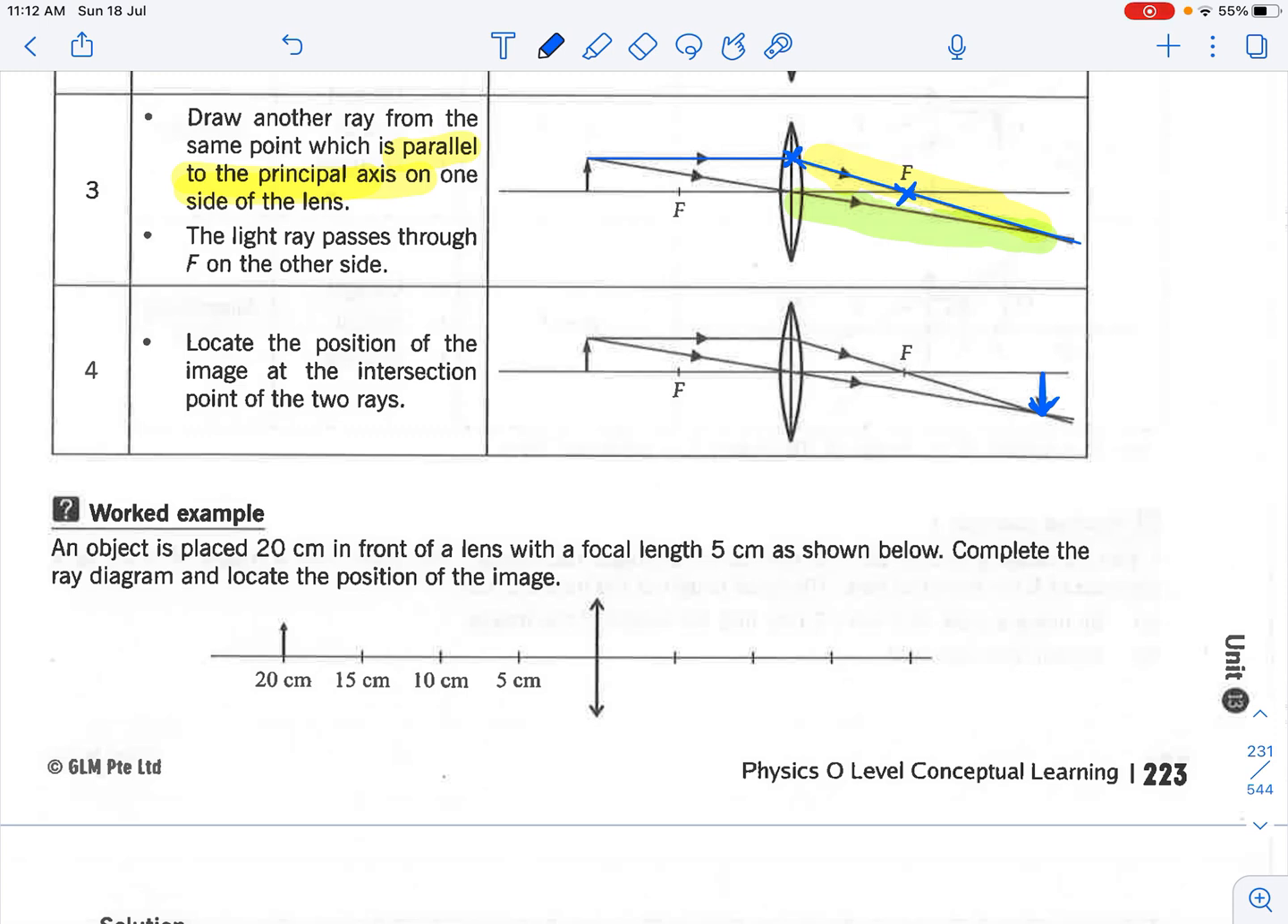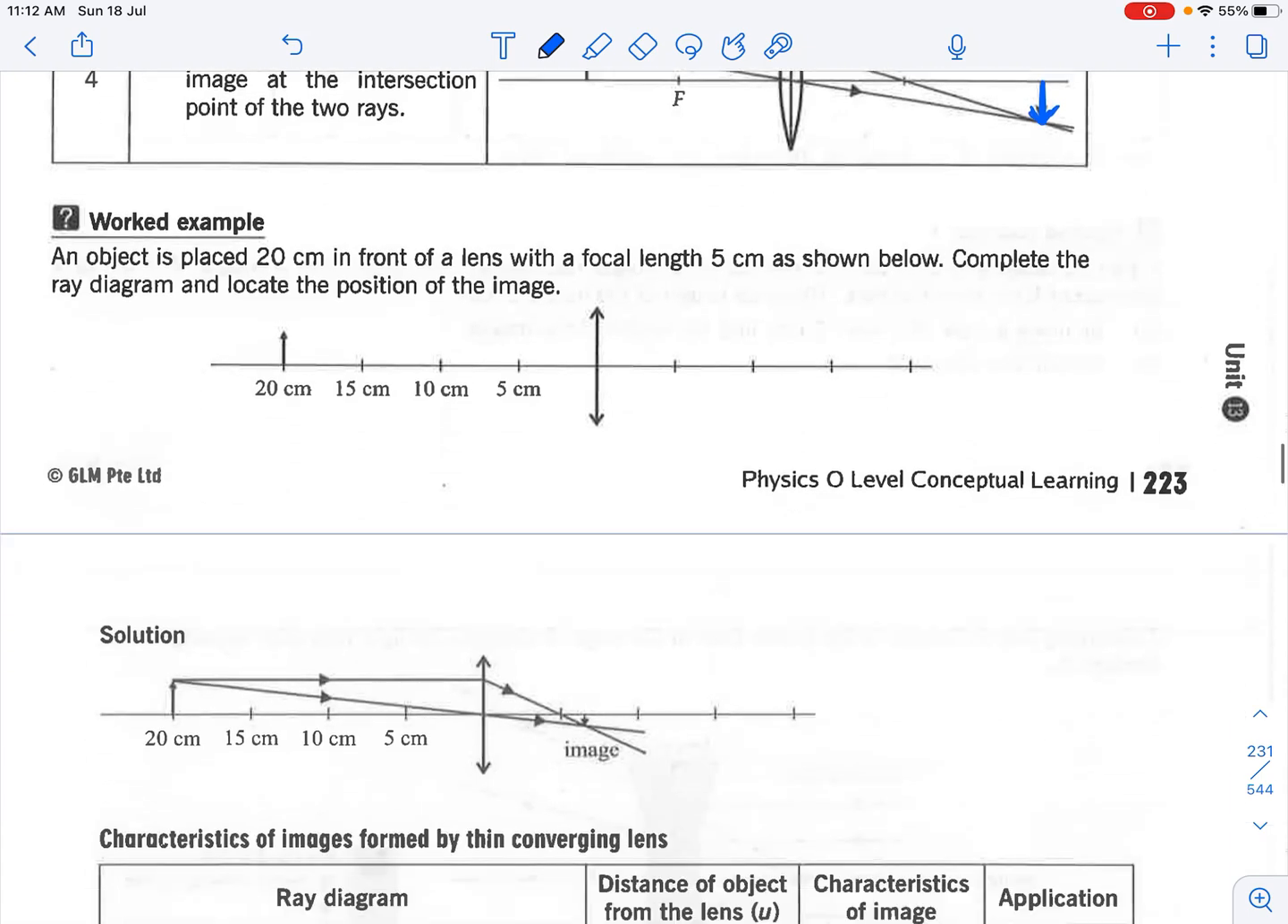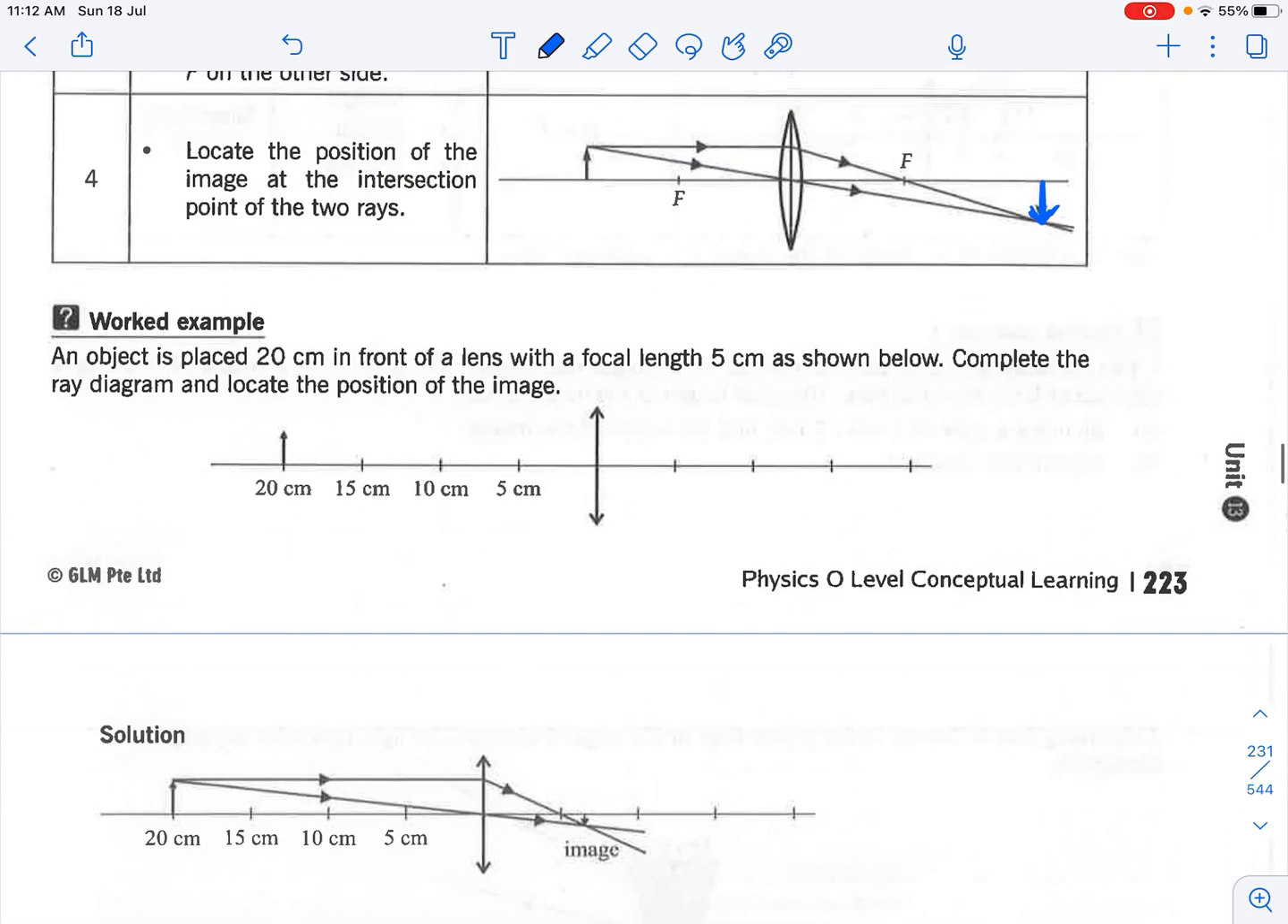So something like this, based on this image. First step, identify everything already. Second step, what you need to do is draw a straight line intersecting the center of the lens.